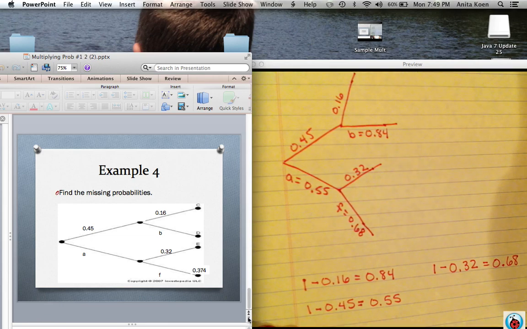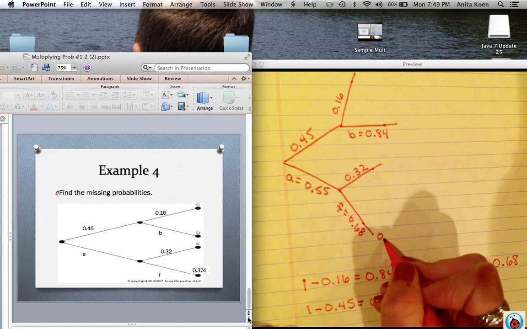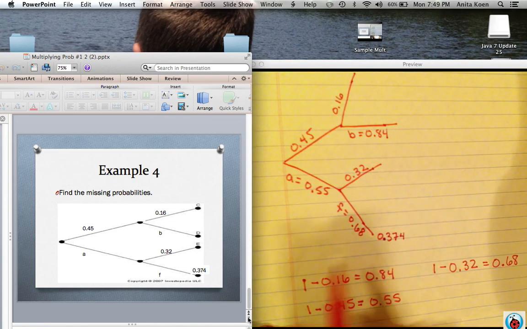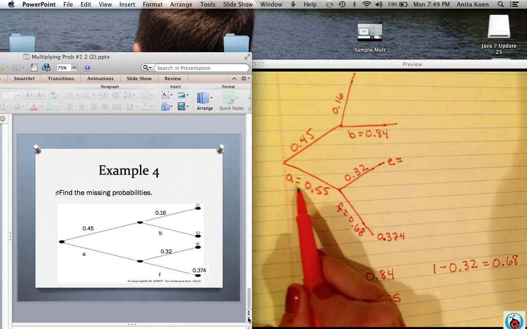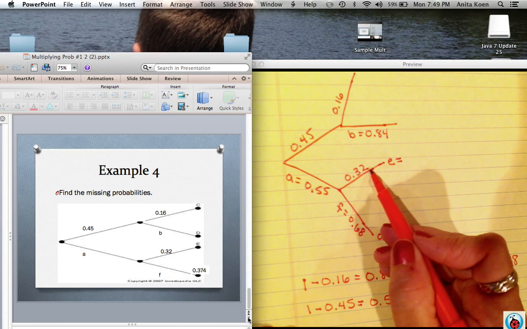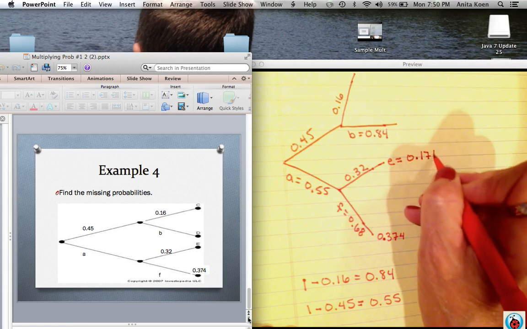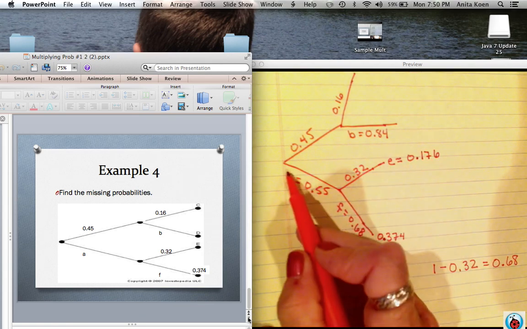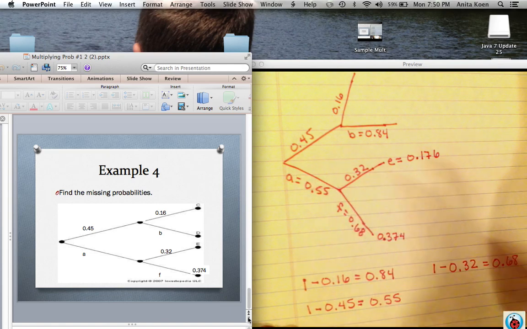Now that I have found those numbers, I can multiply 0.55 times 0.68 to check to make sure I've done this correctly, because 0.55 times 0.68 by the multiplication rule should give me 0.374. To find E, I'm going to do the same thing here. I'm going to multiply 0.55 times 0.32, and in order to do that, I'm going to get 0.176. This is the multiplication rule that says if this happens and this happens, to find the probability, I multiply the probability of the simple events.